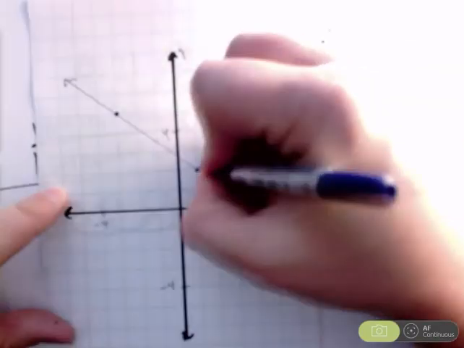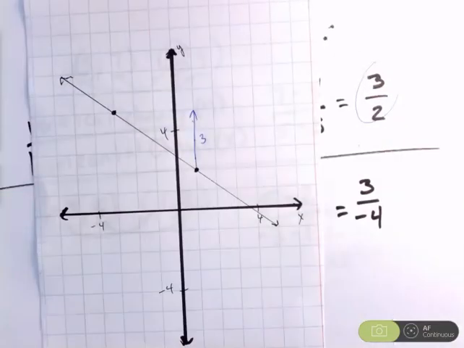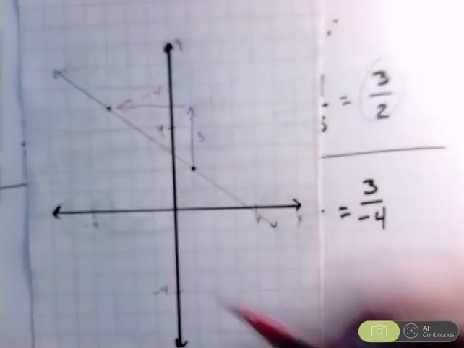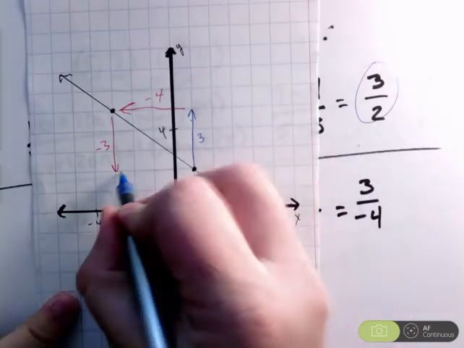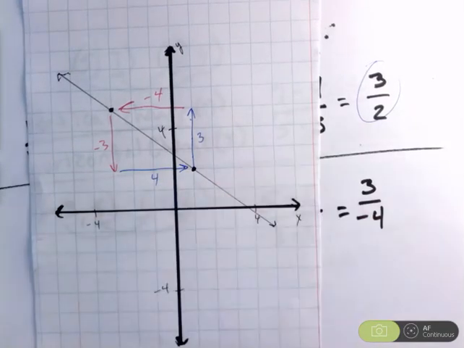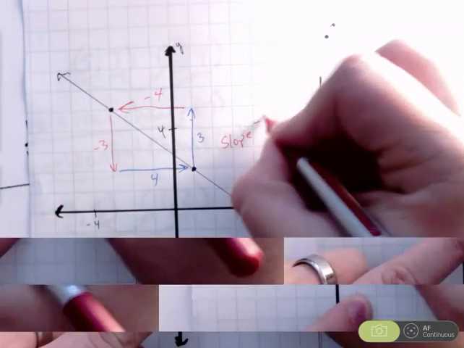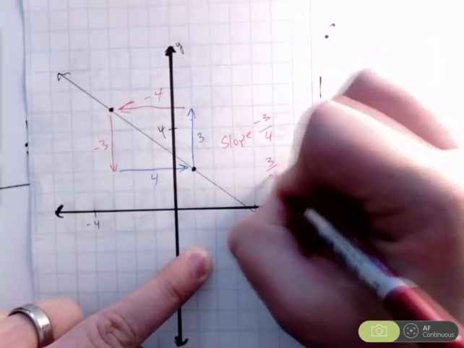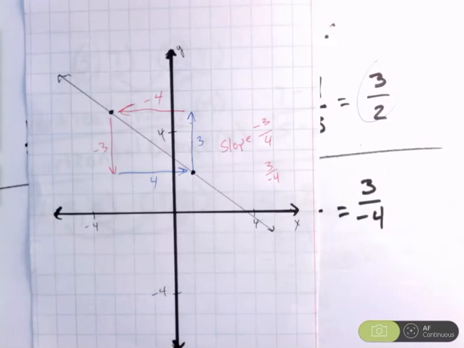So from here, 1, 2, 3, it goes up to the left, negative 4. Or if I go the other direction, negative 3, positive 4. In either case, the vertical change negative 3 over 4 is the same as 3 over negative 4, because in both cases a negative divided by a positive is going to be a negative.